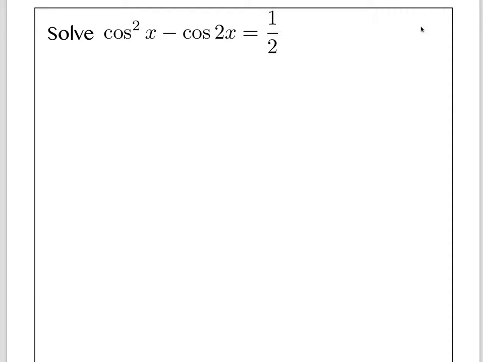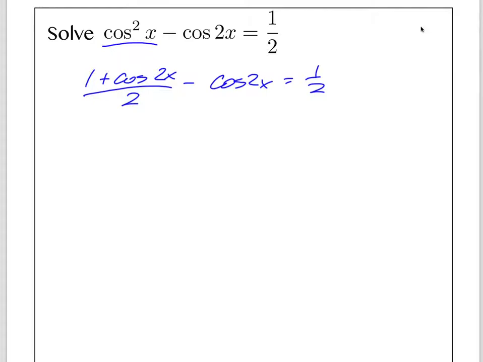Change cosine squared. We're going to change cosine squared. What does cosine squared equal? 1 plus cosine 2x over 2. So in this case, since we're dealing with x, we're going to put 1 plus cosine of 2x over 2 minus cosine of 2x equals 1/2. So I took the cosine squared out. I put 1 plus cosine 2x, and it's over 2 in its place. Now what do you recommend we do?